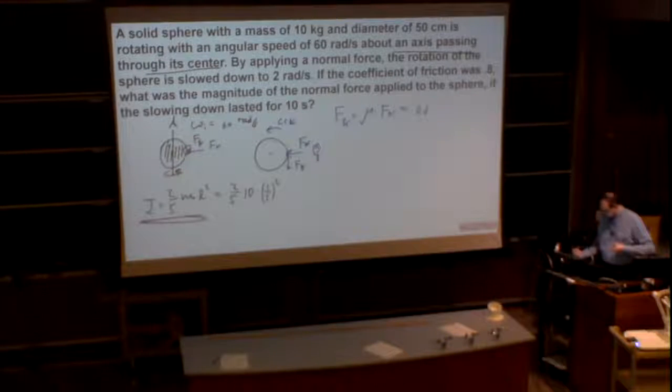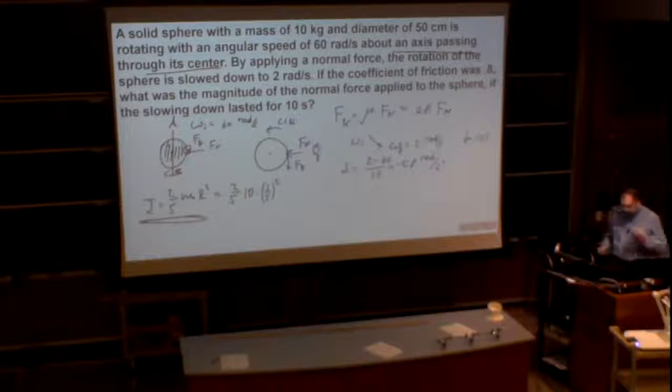0.8 times the force we are trying to apply. What else do we know? We know that the angular velocity changes from 60 to 2 radians per second in 10 seconds. Okay, so we can calculate the angular acceleration: 2 minus 60 over 10, which is negative 5.8 radians per second squared.